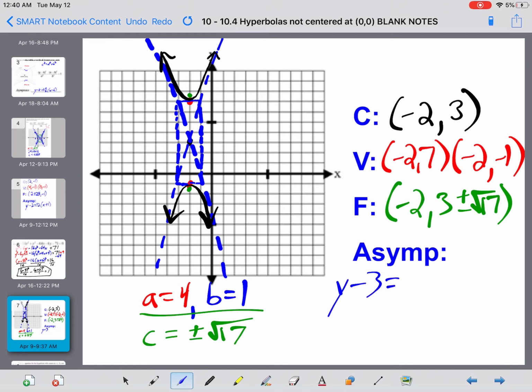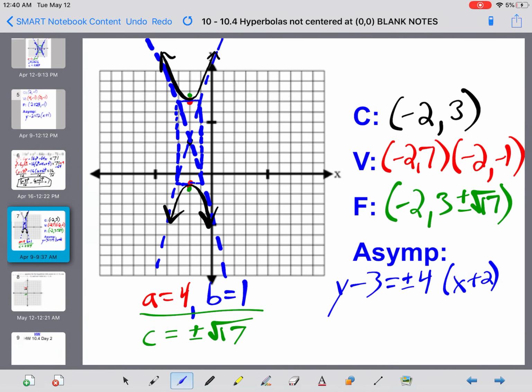All right. y minus k equals my slope times x plus 2. The slope here is positive, negative. My rise over run here, right? I went up and down from the center. I went up 4. I went right 1. So my slope is just plus or minus 4. And there are my equations for the asymptotes.